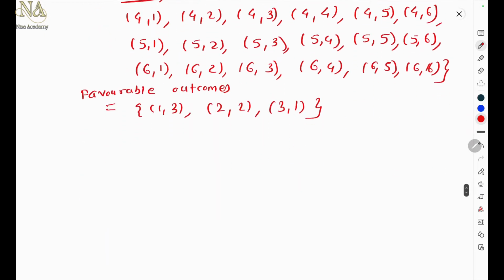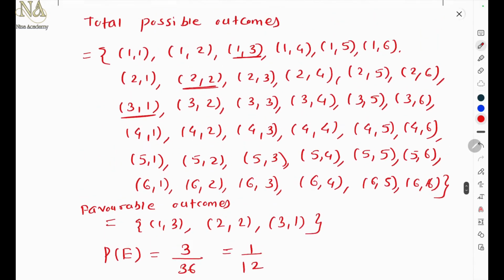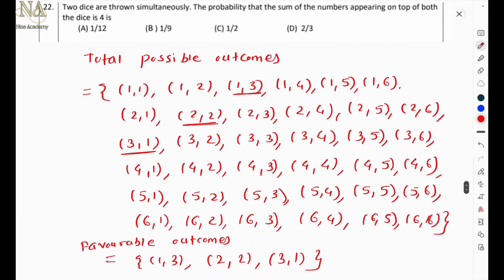So total 3. Probability of that event will be 3 by total possible outcomes 36. 3 1s are 3, 3 2s are 6, 3 3s are 9, so 3 by 36 is 1 upon 12. The option is A, 1 upon 12. Yes. Next problem.